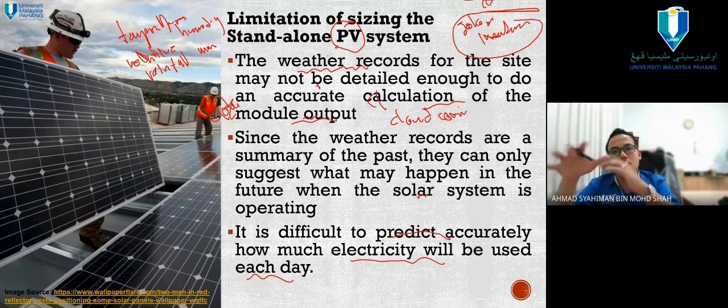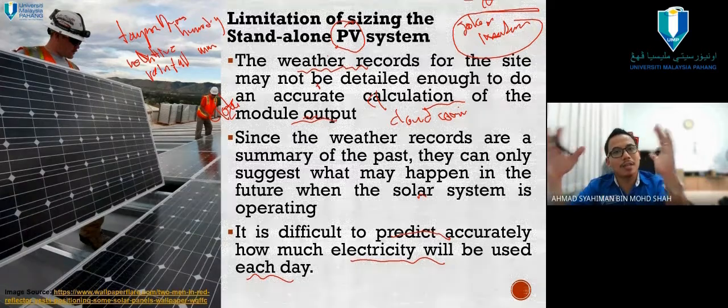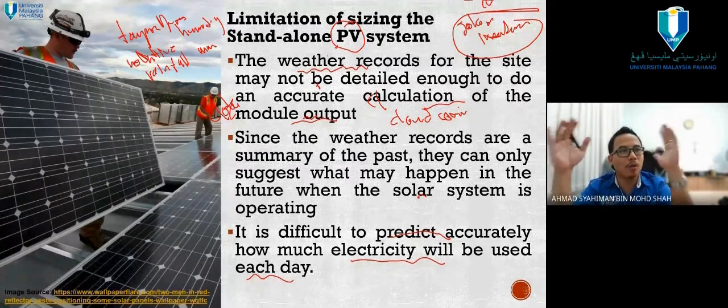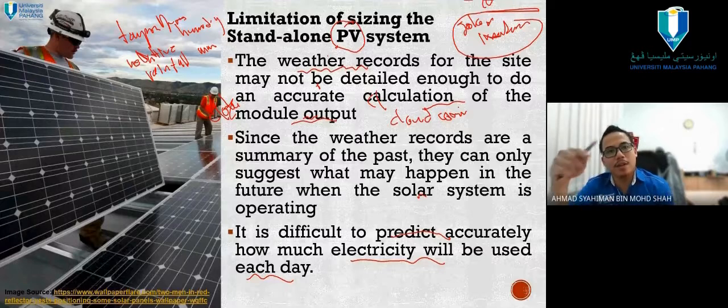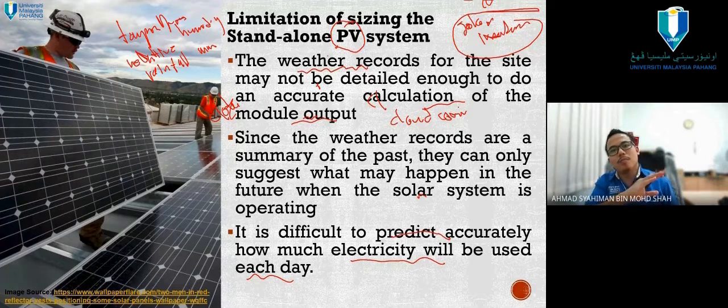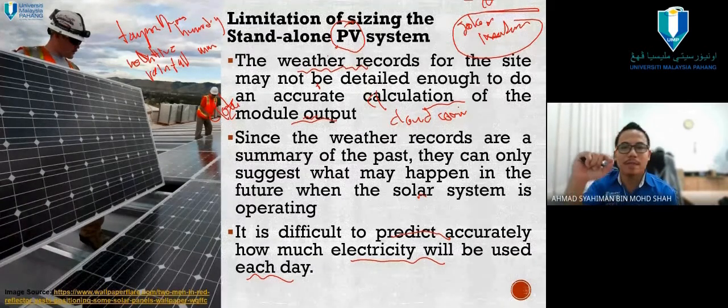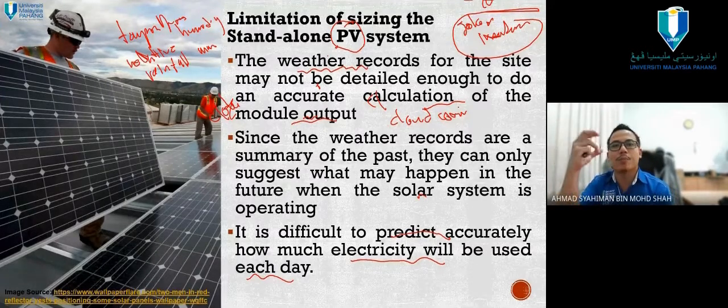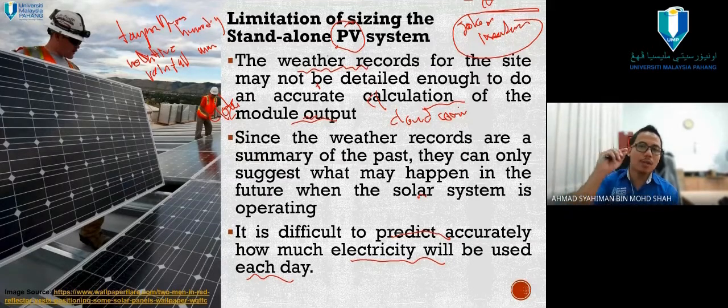Because we don't know how much solar irradiance exactly, how much per square meter per hour, for example. Every hour we don't have that kind of data. Temperature we have, but you cannot find any commercial weather forecaster that can give values that are really accurate. That's why it's still difficult for the standalone or PV system to predict how much it will generate. But we still have the historical data. That's why they said weather records are a summary of the past.